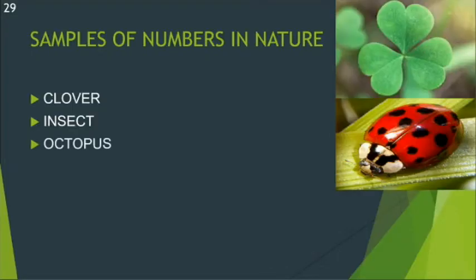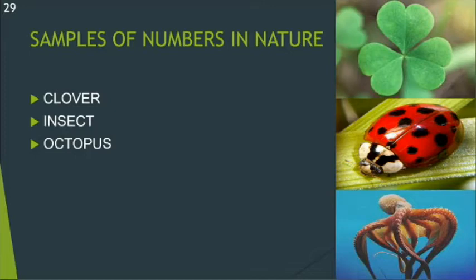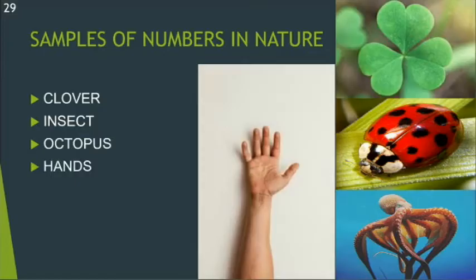Insects, octopus. Octopus, sa pangalanan nila, octo means 8. That is 8 tentacles. And yung kamay ng tao, there is always 5. Normal sa atin magkaroon ng 5 fingers in one hand.